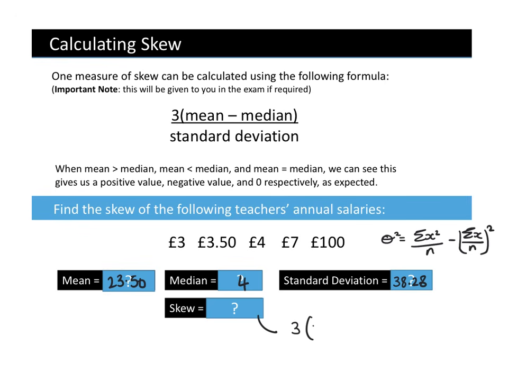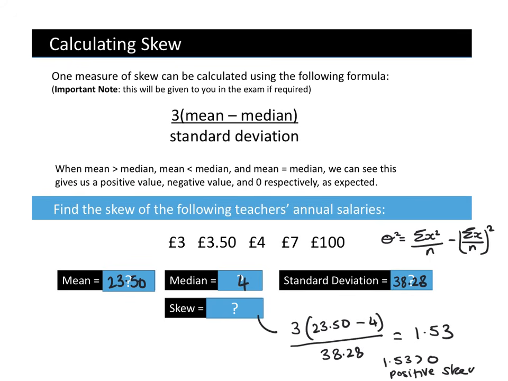So then, the skew. 3 lots of the mean, 23.50, minus the median, divided by standard deviation. This is going to give me 1.53. Now this is a positive number. So this means we have a positive skew. Because 1.53 is greater than 0, we have a positive skew. If we had negative 1.53, negative skew. And if it equals 0, no skew.